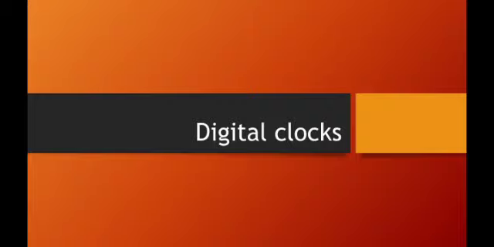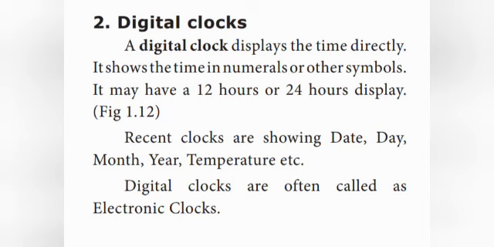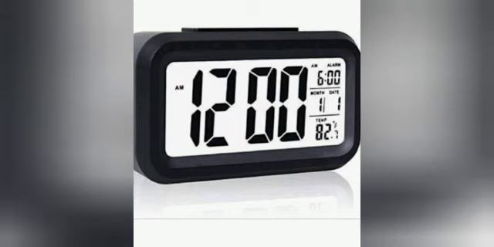Next, digital clocks. Can you see the picture over there? What are digital clocks? In digital clocks, you need not search for hours or minutes because it shows only numbers. A digital clock displays the time directly. It shows the time in numerals or other symbols. It may have a 12 hour or 24 hour display. Recent clocks are showing date, time, month, year, temperature, etc.